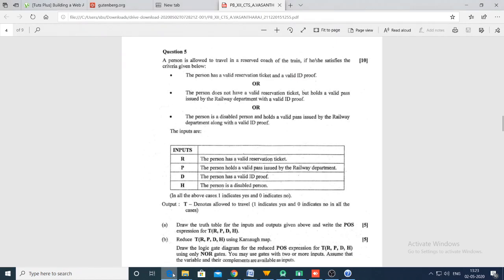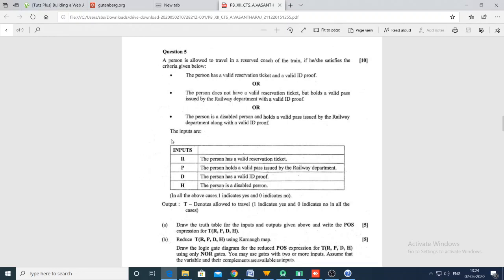One of the questions is question number 5. The logical problem is: a person is allowed to travel in a reserved coach of the train if he or she satisfies the criteria given below. The person has a valid reservation ticket and a valid ID proof, or the person doesn't have a valid reservation ticket but holds a valid pass issued by the railway department with a valid ID proof, or the person is a disabled person and holds a valid pass issued by the railway department along with a valid ID proof.